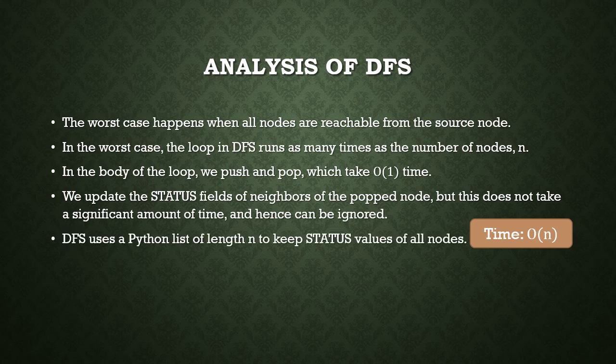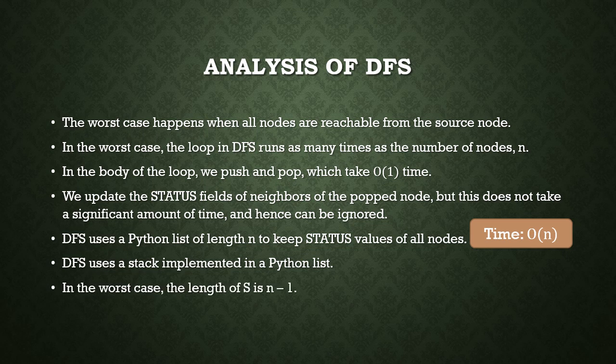It uses a Python list of length n to keep status variables for all nodes. It uses a stack implemented in a Python list. In the worst case, the length of S is n minus 1. So the space complexity for DFS is O(n).